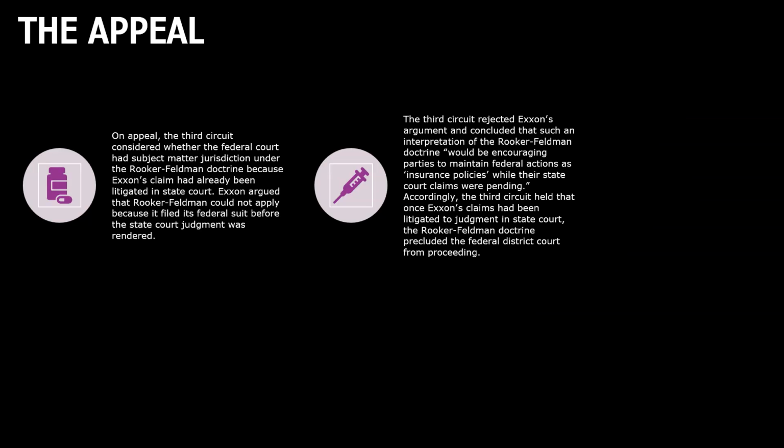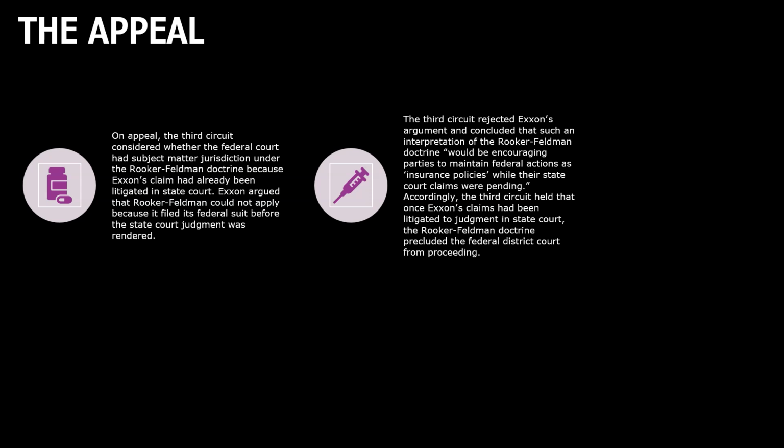Now, the appeal. On appeal, the Third Circuit considered whether the federal court had subject matter jurisdiction under the Rooker-Feldman Doctrine because Exxon's claims had already been litigated in state court. Exxon argued that Rooker-Feldman could not apply because it filed its federal suit before the state court judgment was rendered. The Third Circuit rejected Exxon's argument and concluded that such an interpretation of the Rooker-Feldman Doctrine would be encouraging parties to maintain federal actions as insurance policies while their state court claims were pending. Accordingly, the Third Circuit held that once Exxon's claims had been litigated to judgment in state court, the Rooker-Feldman Doctrine precluded the federal district court from proceeding.